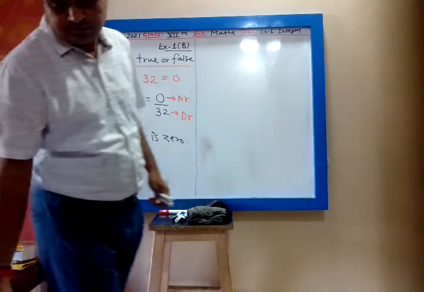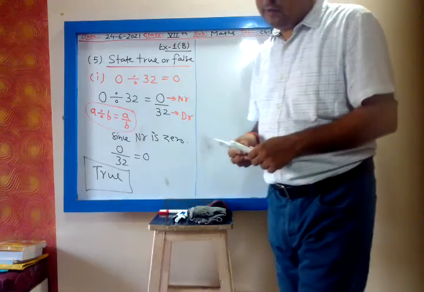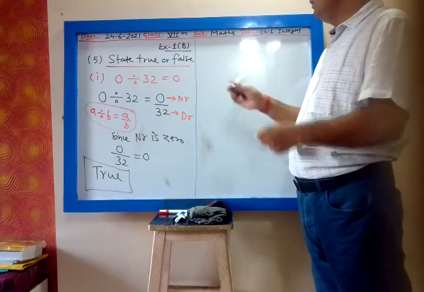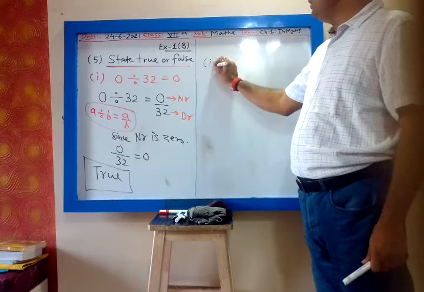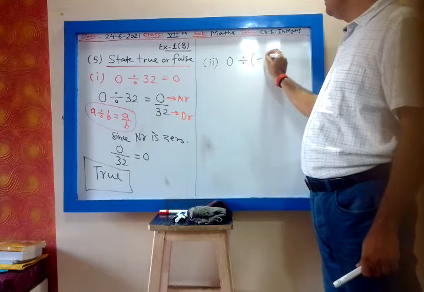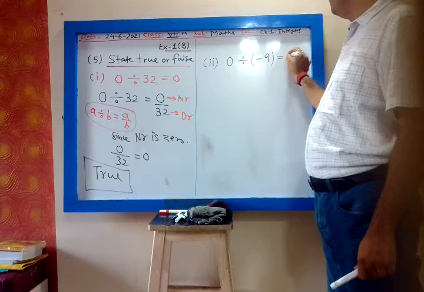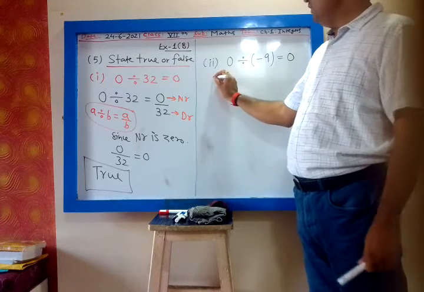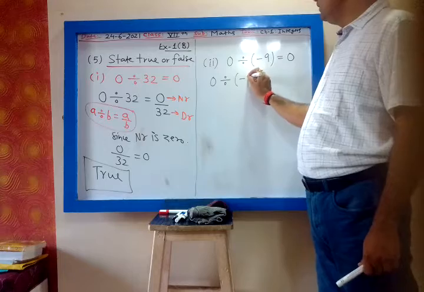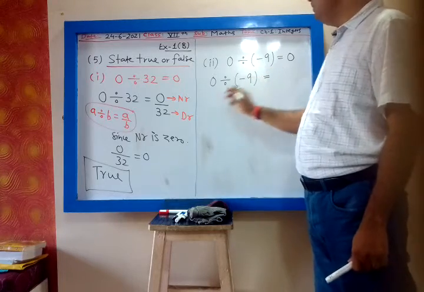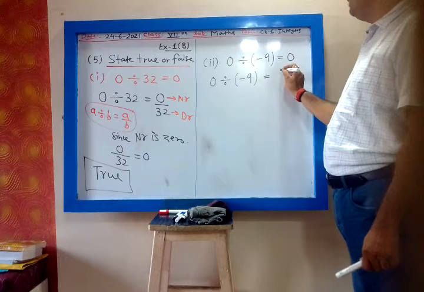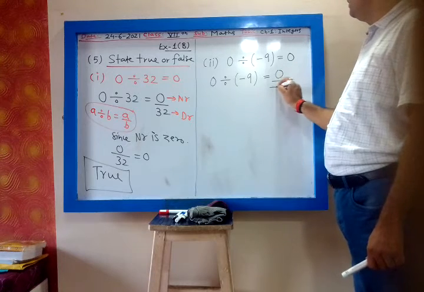Then second, 0 divided by minus 9 is 0. So 0 divided by minus 9, A divided by B, A upon B. So 0 divided by minus 9 will be 0 upon minus 9.